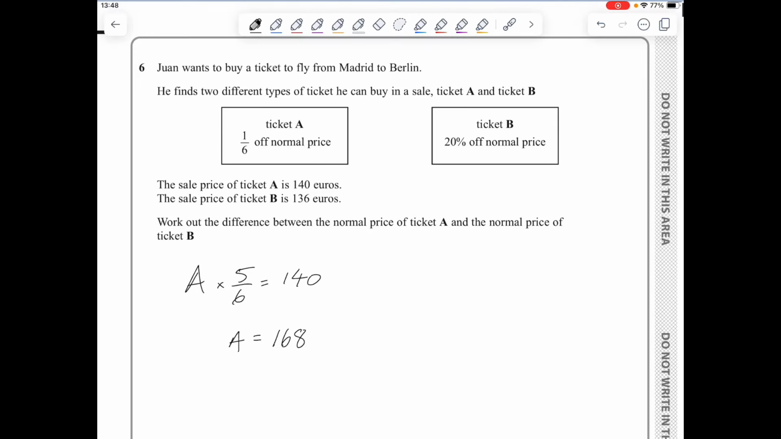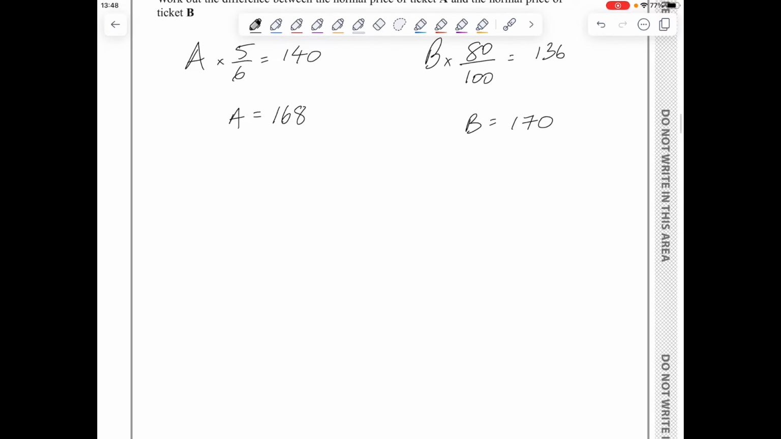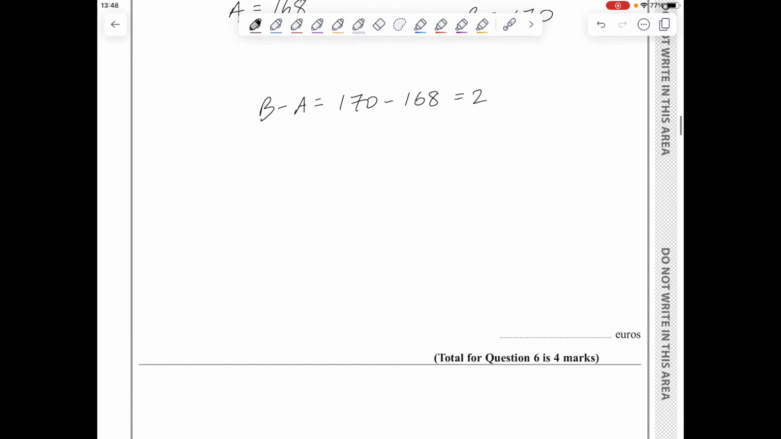Similarly, for ticket B, I have 20% off, which means I'm paying 80% of the ticket. So B times 80 over 100 is equal to 136. So B is 136 divided by 80 over 100, which is 170. Now I want the difference between those two numbers. So B minus A is equal to 170 minus 168. So my final answer is 2 euros.